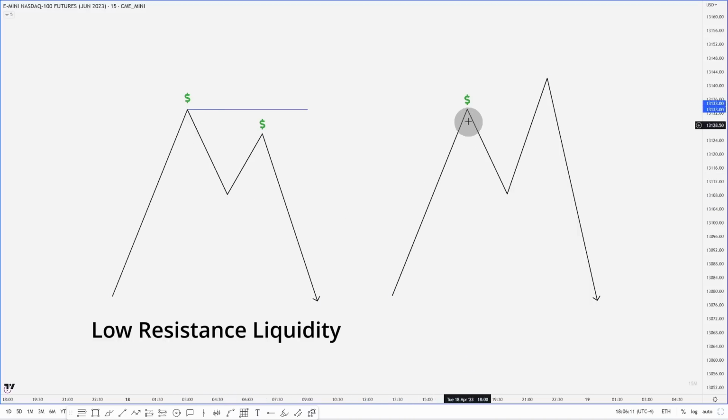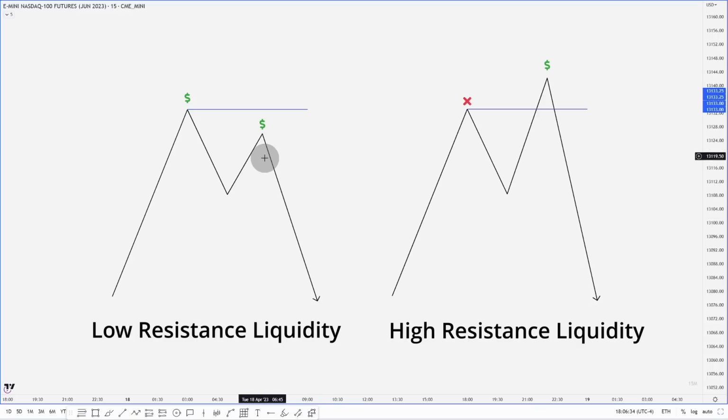Now, if we look over here, we have this resting liquidity, and this price leg goes up and sweeps it. So there is now no resting liquidity there. However, there is liquidity at this high. This is the definition of high resistance liquidity. So in comparing the two, low resistance liquidity is just a high or low with a failure swing, while high resistance liquidity does not have a failure swing and price sweeps the liquidity before reversing.